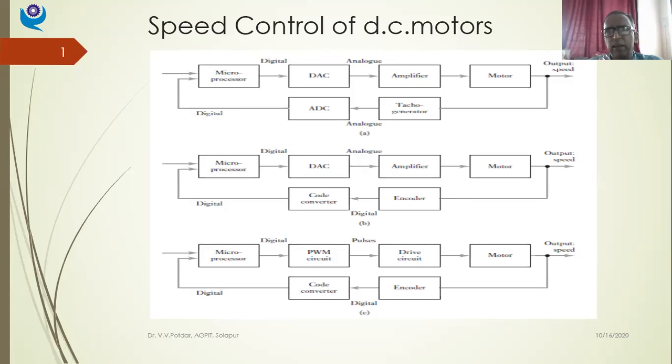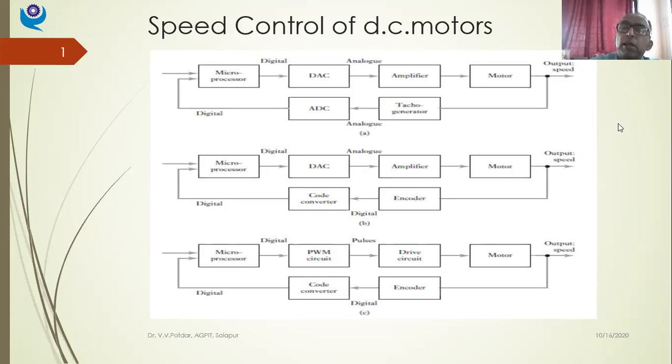So ultimately, we need to control the speed of the DC motor so that my actuation will be as per my requirement. There are various methods of speed control of DC motors. Here specifically we'll be focusing mainly on microprocessor based DC motor speed control systems.